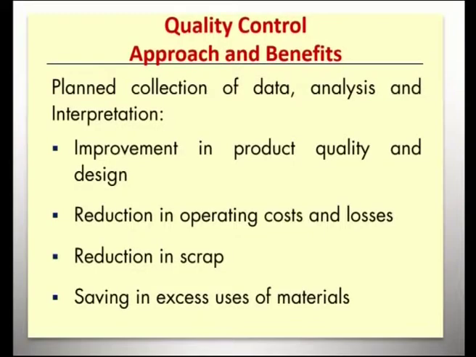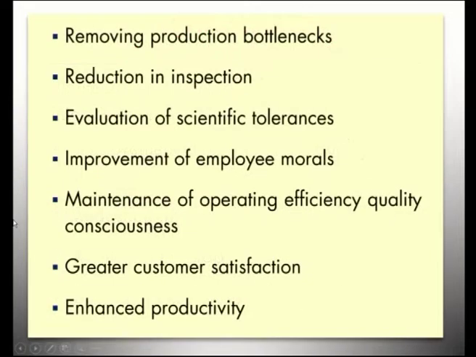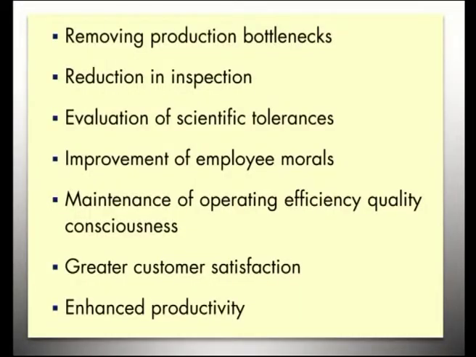How do we approach quality control, and what are the benefits of quality control? A planned collection of data, analysis and interpretation, improvement in product quality and design, reduction in operating costs and losses, a reduction in scrap, saving in excess use of materials, removing production bottlenecks and reduction in inspection. Often stopping the procedure and inspecting also causes quality defects. Therefore, reduction in inspection, evaluation of scientific tolerances, improvement of employee morale, that is, by giving them allowances the employee will be happy enough to operate the machine, maintenance of operating efficiency, quality consciousness, and greater customer satisfaction all lead to enhanced productivity.